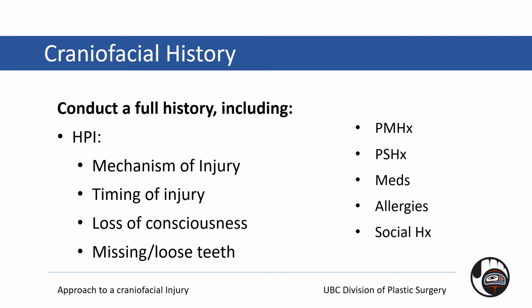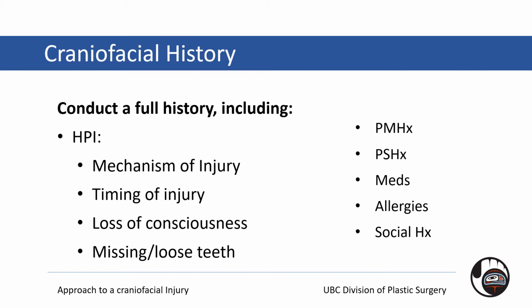A full craniofacial history will help elicit the patient's symptoms and anticipate the injuries they have. A methodical approach can be helpful to ensure you don't miss any pertinent information. This includes documenting the mechanism of injury, if there was any loss of consciousness, neck pain, or other symptoms consistent with a concussion. This will help determine if there is any concern for an intracranial injury or a C-spine injury.